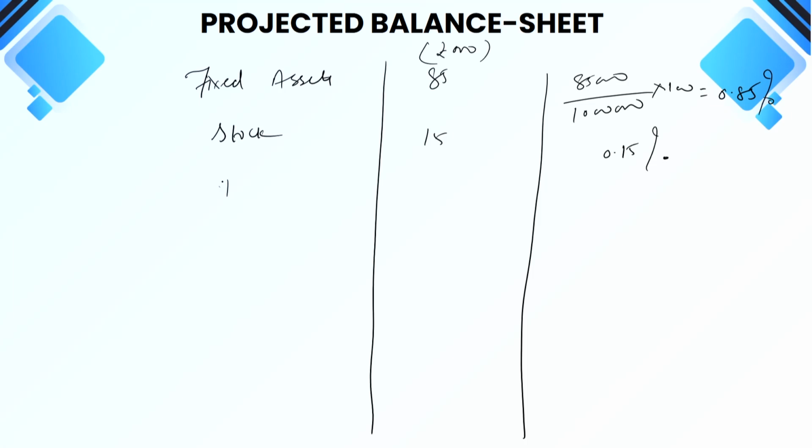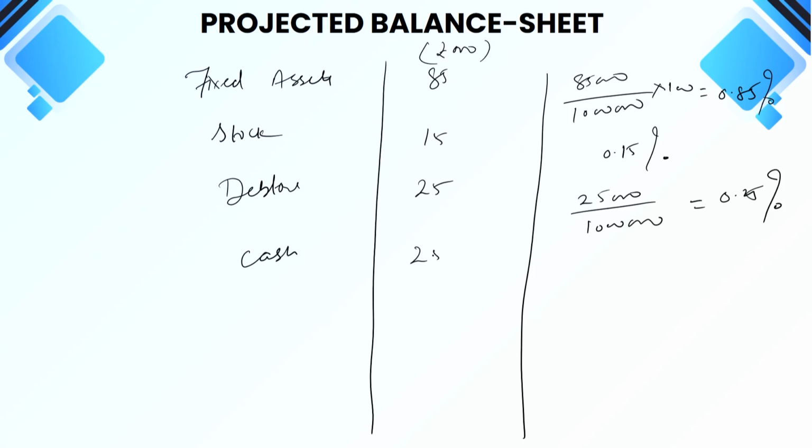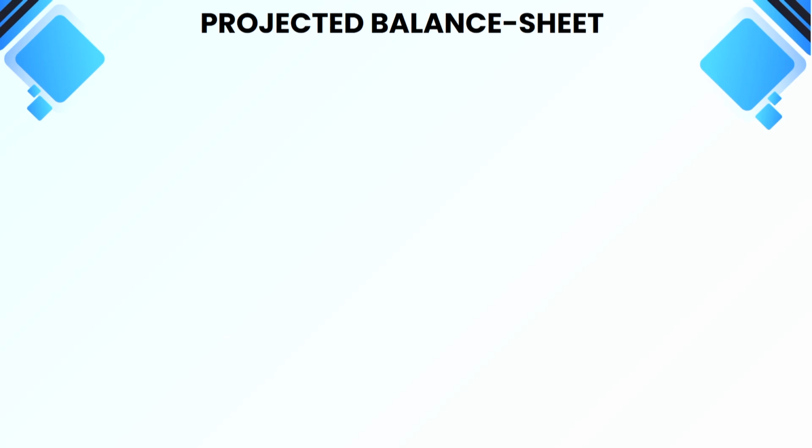Then we have debtors, 25,000 divided by 10 lakh rupees, which comes to 0.25%. Then the cash, again 25, so it will also be 0.25%. And the other current assets given in the question is 15,000, so it will be 0.15%. So as we have computed all the figures on the basis of the base year sales, that was 10 lakh rupees, now we are going to go for the forecasting of the different items.